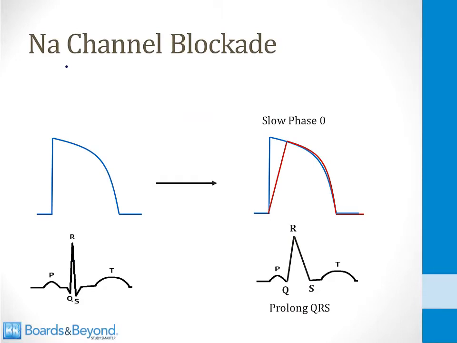Just to make this point very clear, because it's critical that you understand this concept, here's an example of what happens when you block sodium channels in the ventricular and atrial myocytes. This is a normal action potential on the left side of the screen with a normal QRS complex. When you block the sodium channels, you will slow phase 0 of the action potential, and on the surface EKG, that can result in a prolongation of the QRS complex.